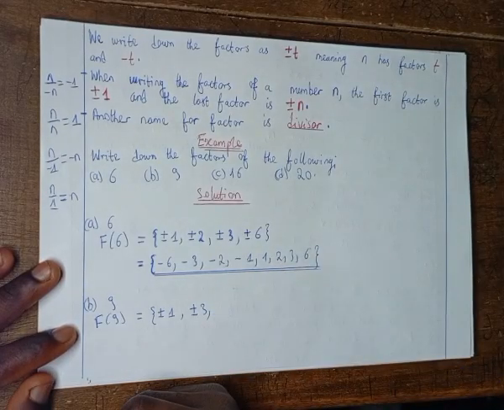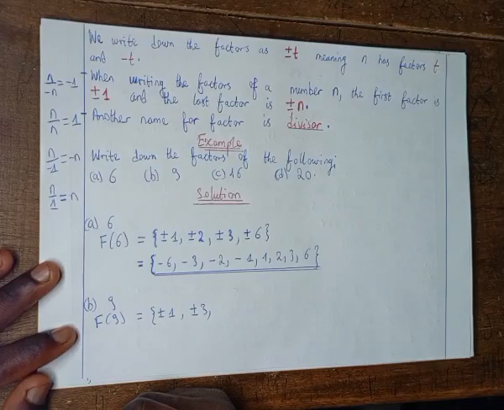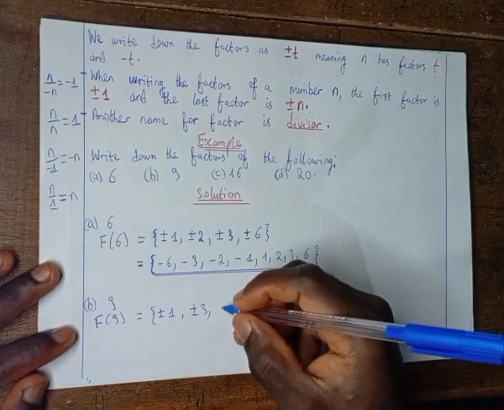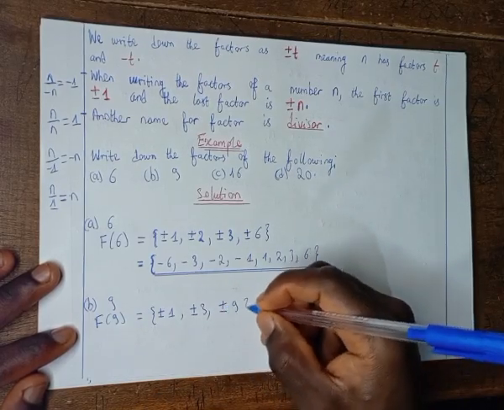If you go to 4, you divide 9 by 4, there will be a remainder. If you go to 5, you divide 9 by 5, there will be a remainder. If you divide 9 by 6, there will be a remainder. If you divide 9 by 7, there will be a remainder. By 8, there will be a remainder. If you divide 9 by 9, it gives you a whole number of 1. So the next factor will be plus or minus 9.